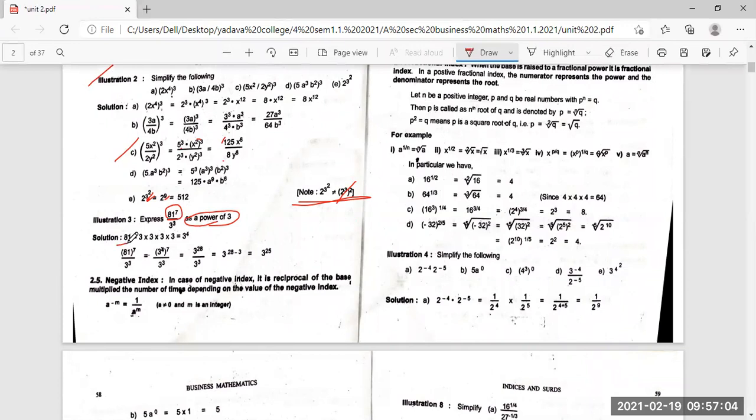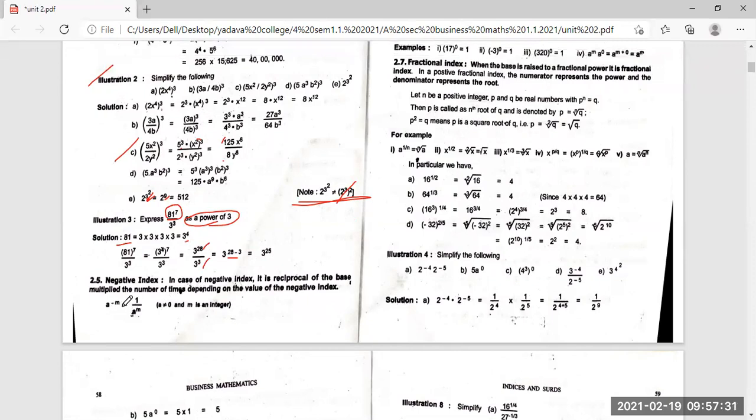So 81 to the power of 7 has to be converted into 3 to the power of 4, the whole power of 7. So that means how many 3s are there in 81, we have to note it down. 3 to the power of 4 is equal to 81. So 3 to the power of 4 the whole power of 7, divided by 3 to the power of 3. So 4 7s are 28. When we are dividing, we can subtract: 3 to the power of 28 minus 3 is equal to 3 to the power of 25. So a to the power of minus m is equal to 1 divided by a to the power of m.